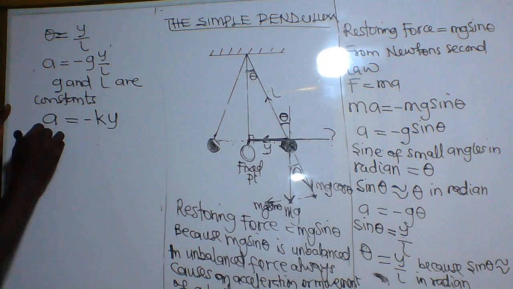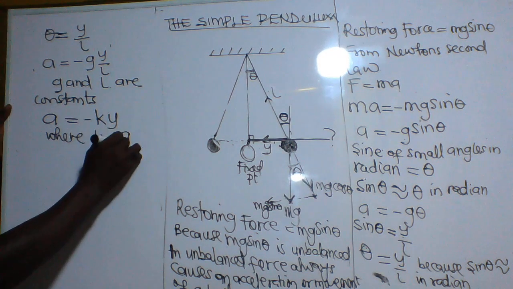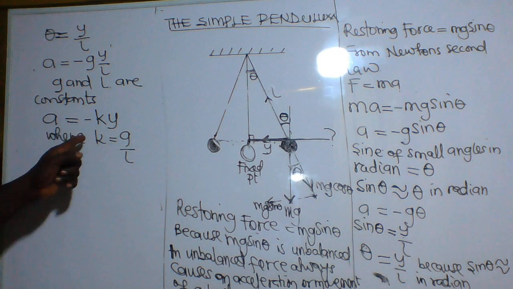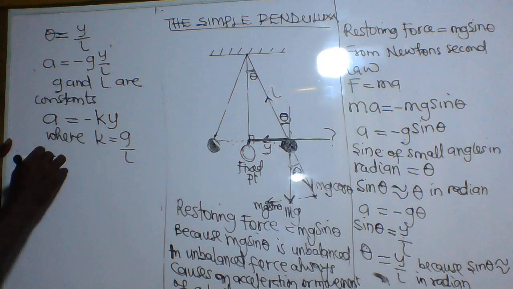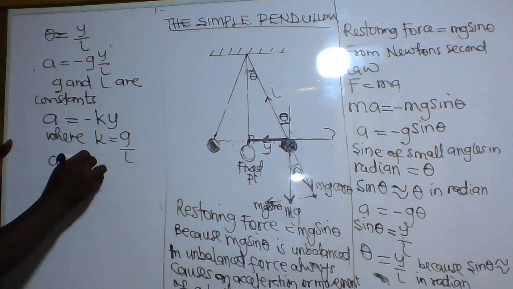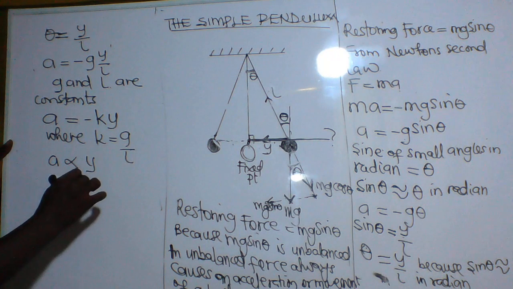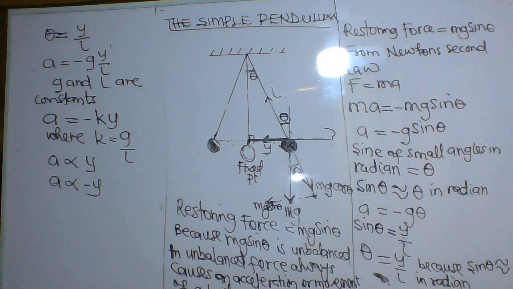y, where k is equal to g on L. And so if a is equal to minus ky, then we can see that the acceleration is directly proportional to the displacement. The acceleration is also satisfying the condition for a body in simple harmonic motion, that its acceleration should be directly proportional to the displacement.